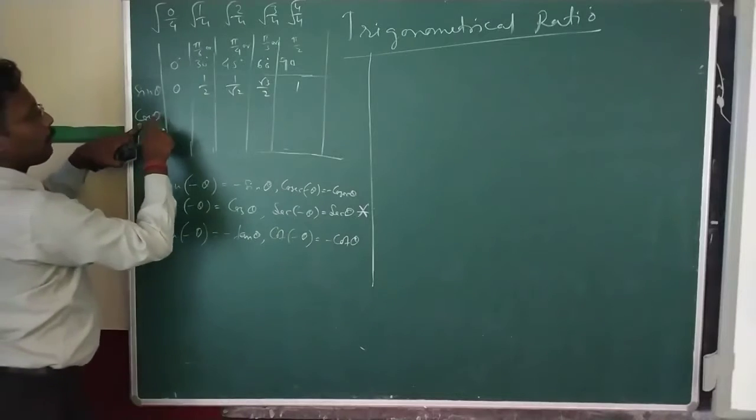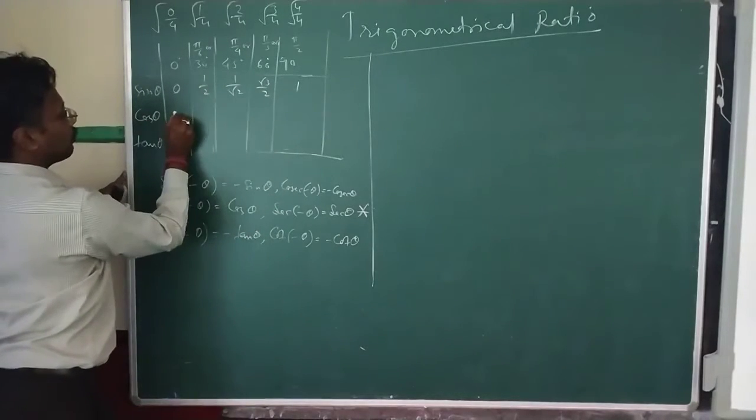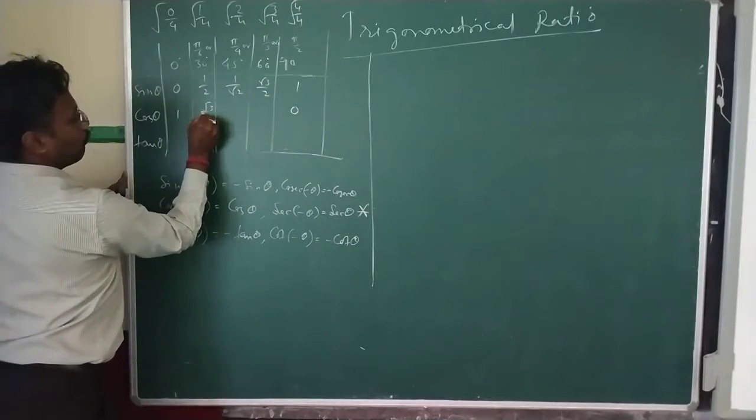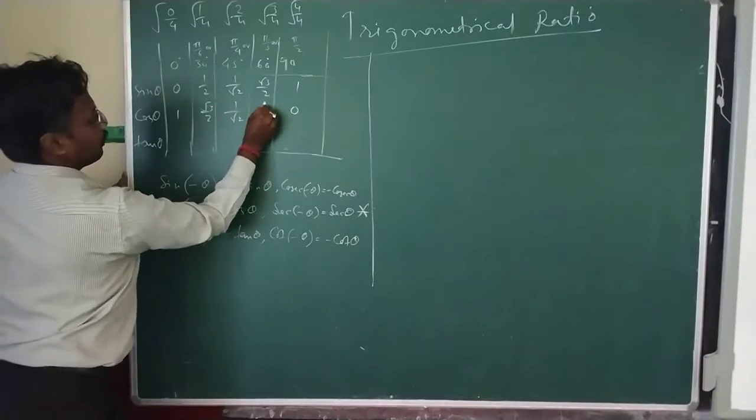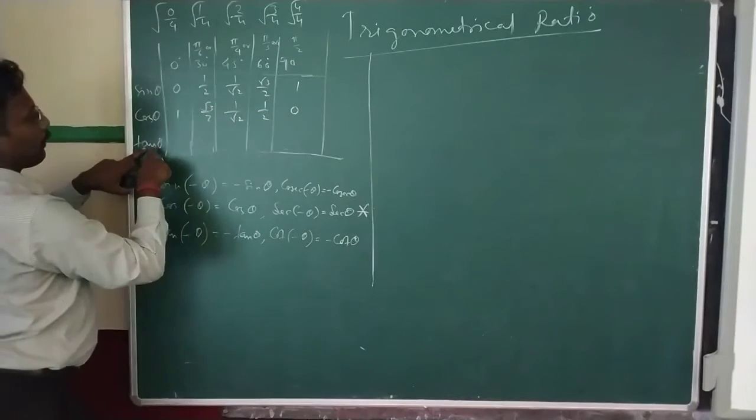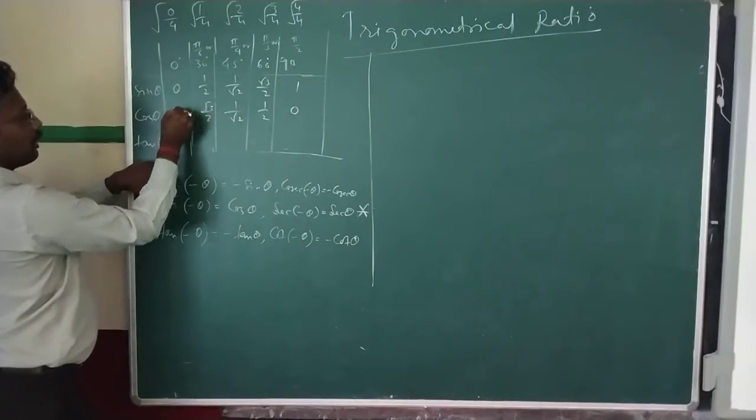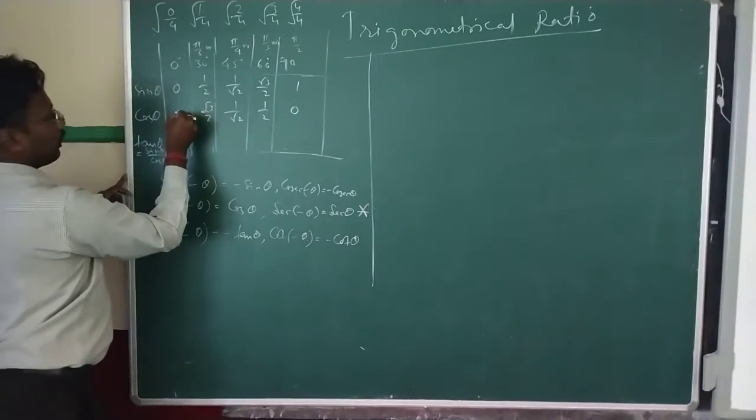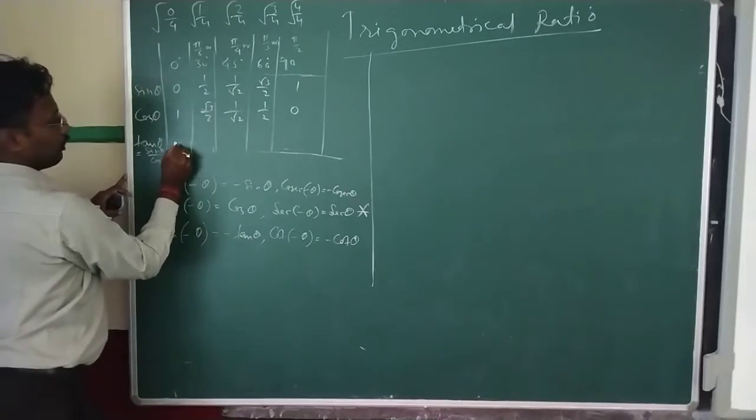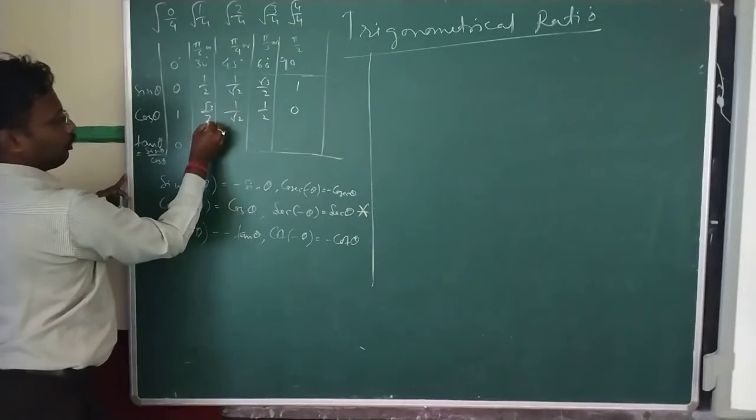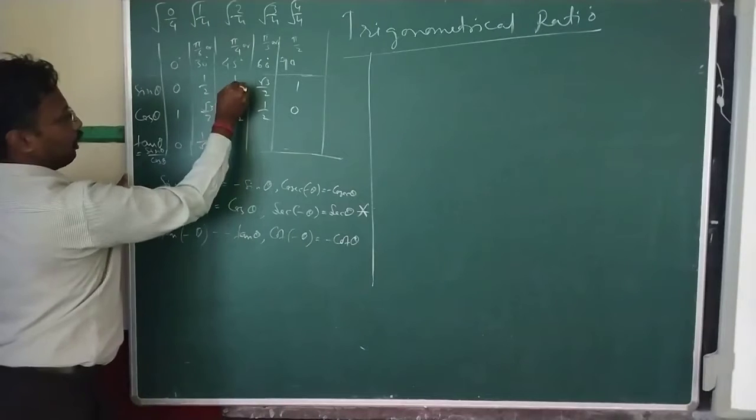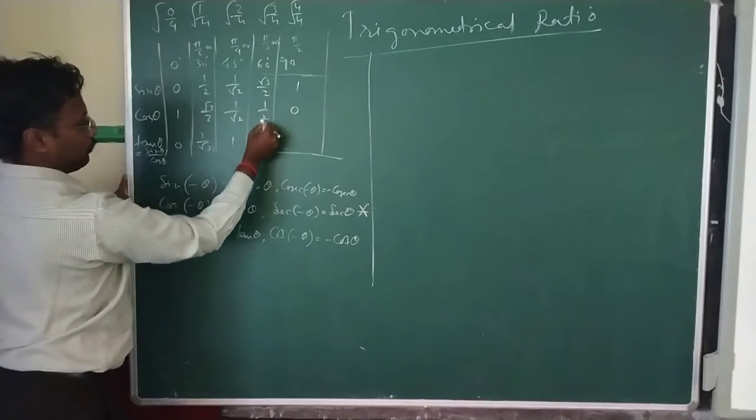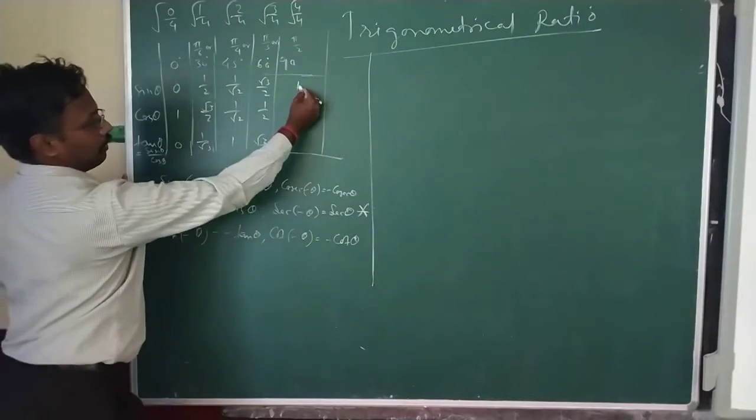Then for cos theta it is very easy. By interchanging the values you can get 1, 0 here, root 3 by 2, and 1 by root 2 remains the same. And for tan theta, how do you find tan 0 degree? Dividing sine by cos, because you know tan theta is sine theta by cos theta. So if you divide, 0 divided by 1 is 0, 1 by 2 divided by root 3 by 2 is 1 by root 3, 1 by root 2 divided by 1 by root 2 is 1, and root 3 by 2 by half is root 3, and this is undefined.